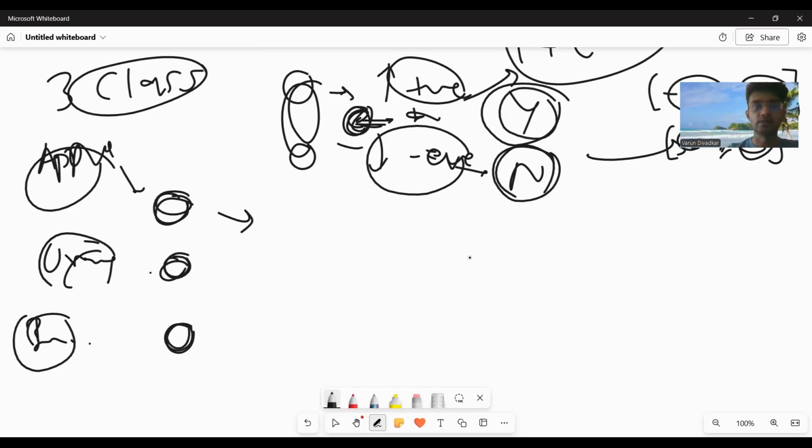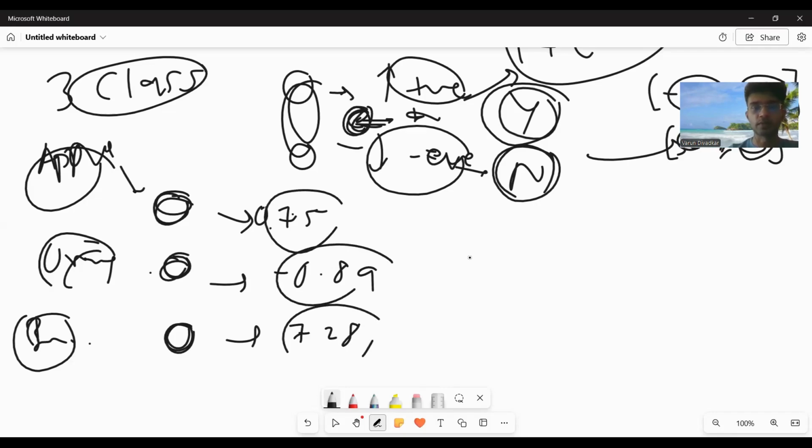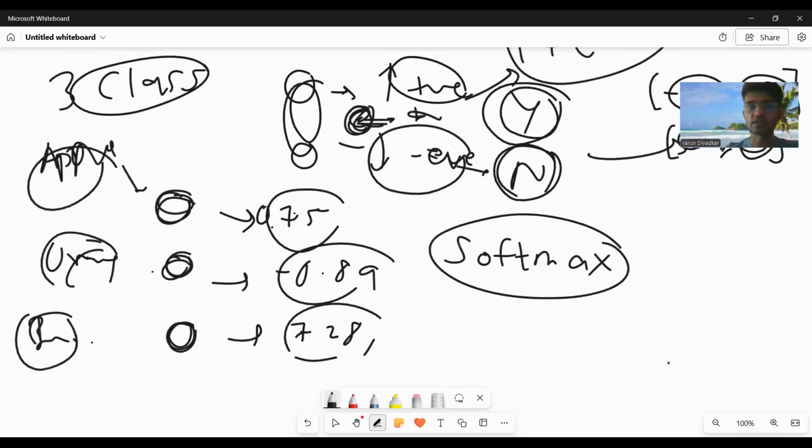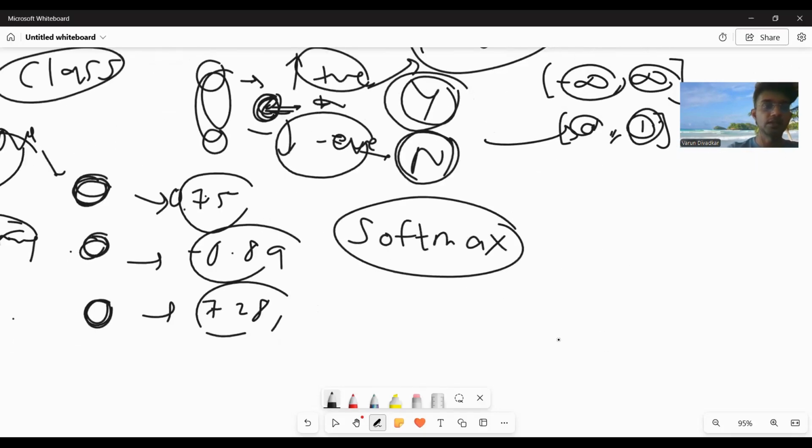So let's say this gives you 0.75 as an output value, this gives you minus 0.89, and let's say this gives you 728, something like that. These are all different values, and I'm just taking arbitrary numbers. So the activation function that you use here is basically a softmax function. What does softmax do for you? What softmax does is it gives you a probabilistic output for each of these three.